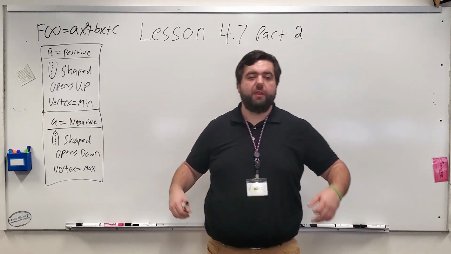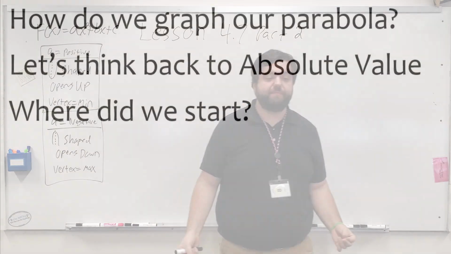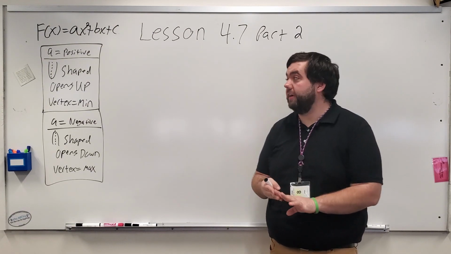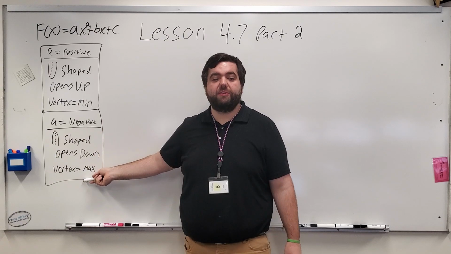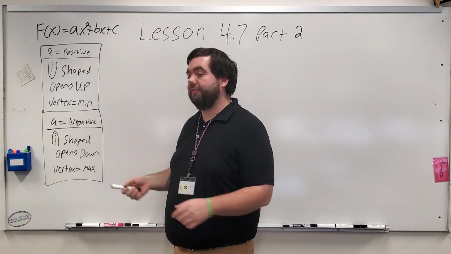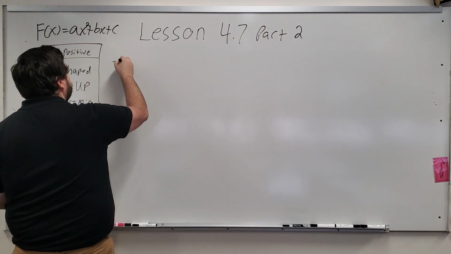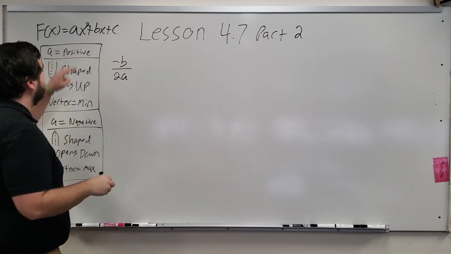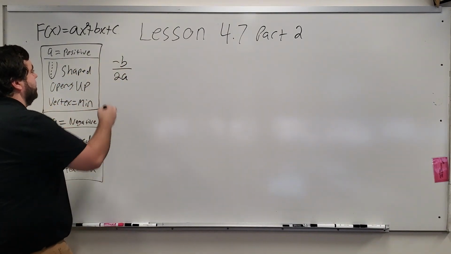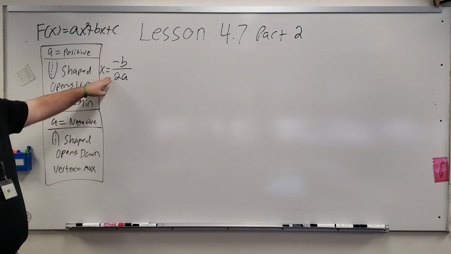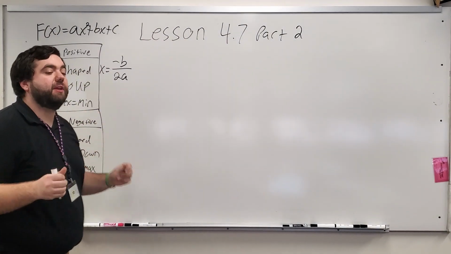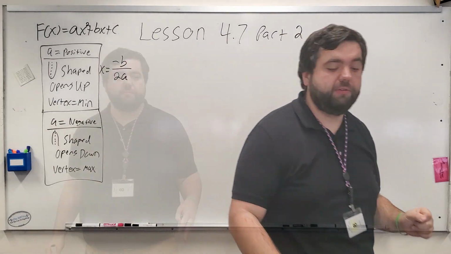So, how do we think we graph our parabola? Well, first let's think back to our absolute value. Where did we start? Our vertex. Well, looky here, we have vertexes here. So that's where we want to start. How do we find the vertex? Like I said, we find the axis of symmetry, which we said was negative b over 2a. So we plug in a, we plug in b, we get some number, and then it's going to be x equals that number. We then plug that number in for x, and we can find our f of x or our y value. This gives us a vertex, and that's where we want to start.